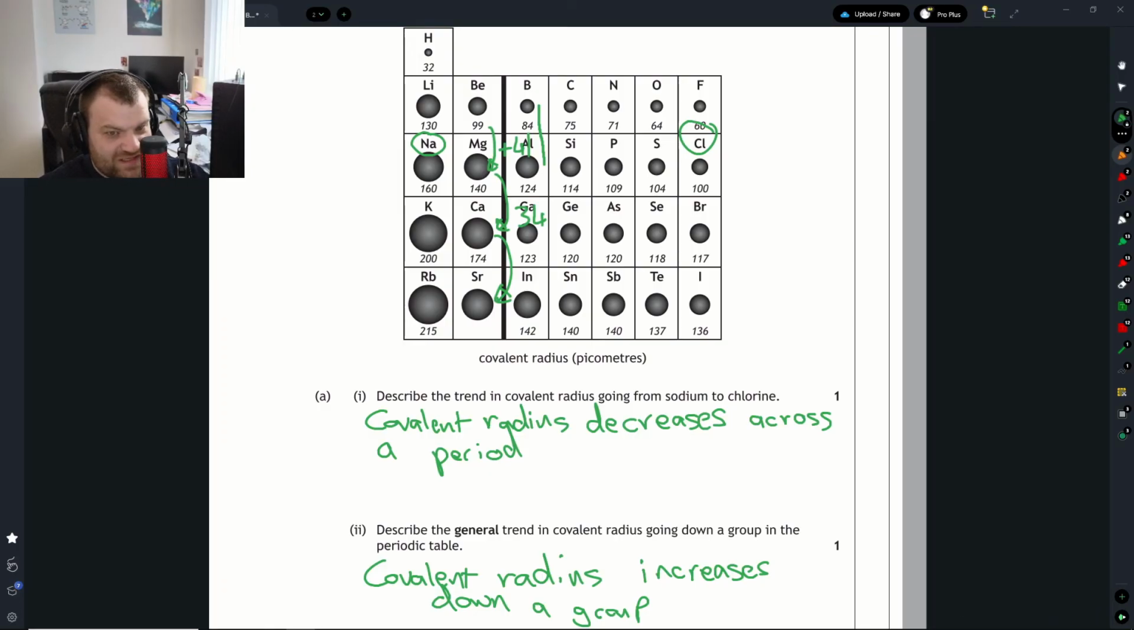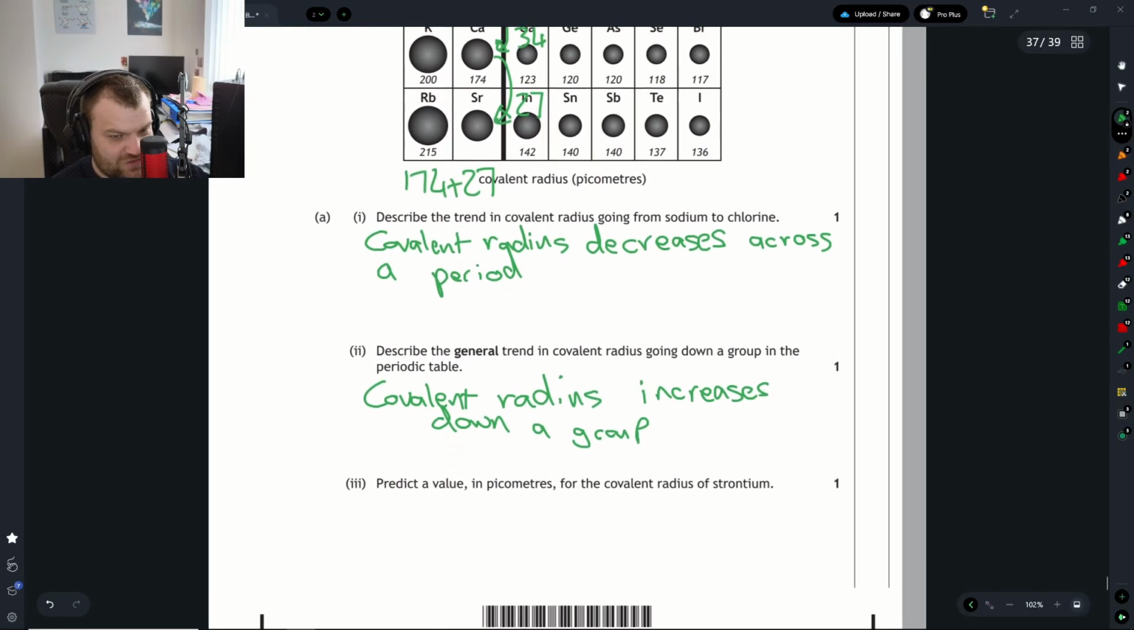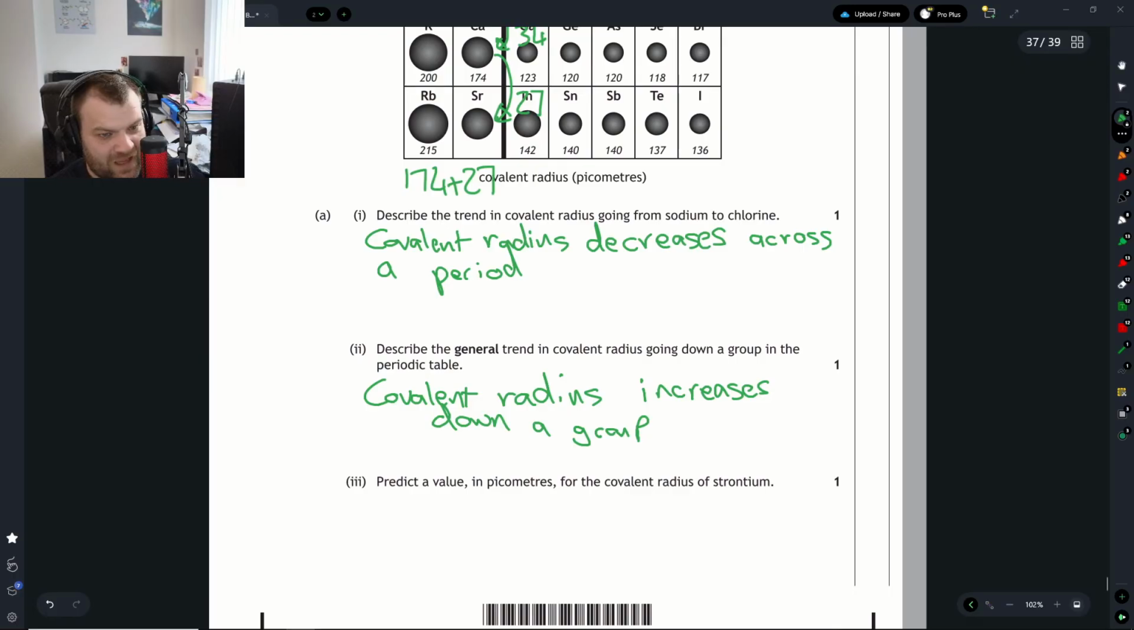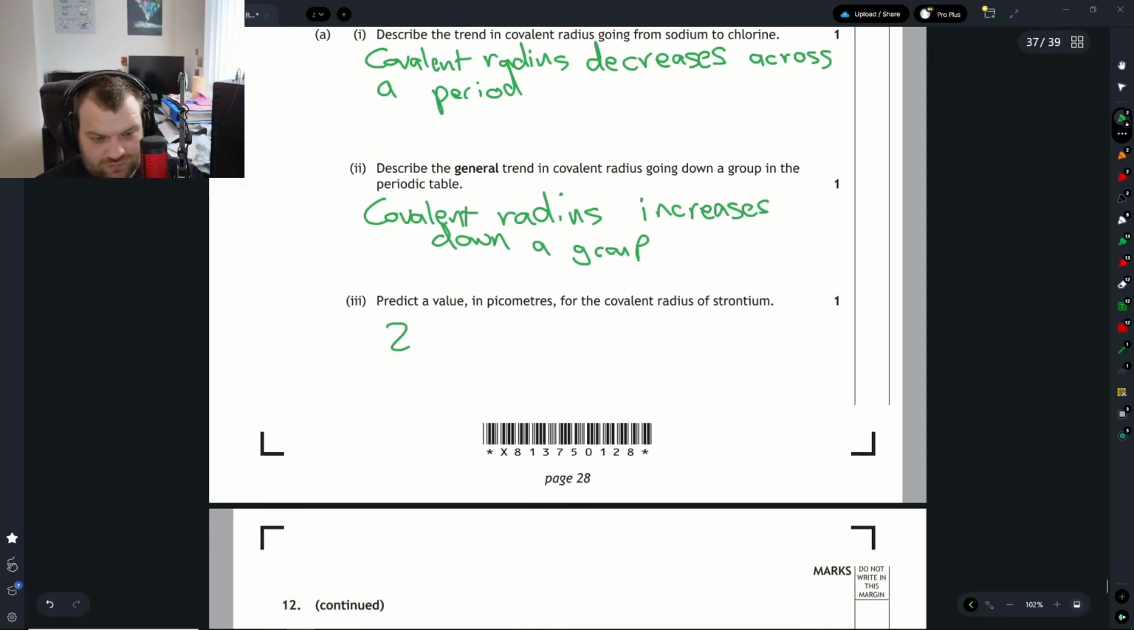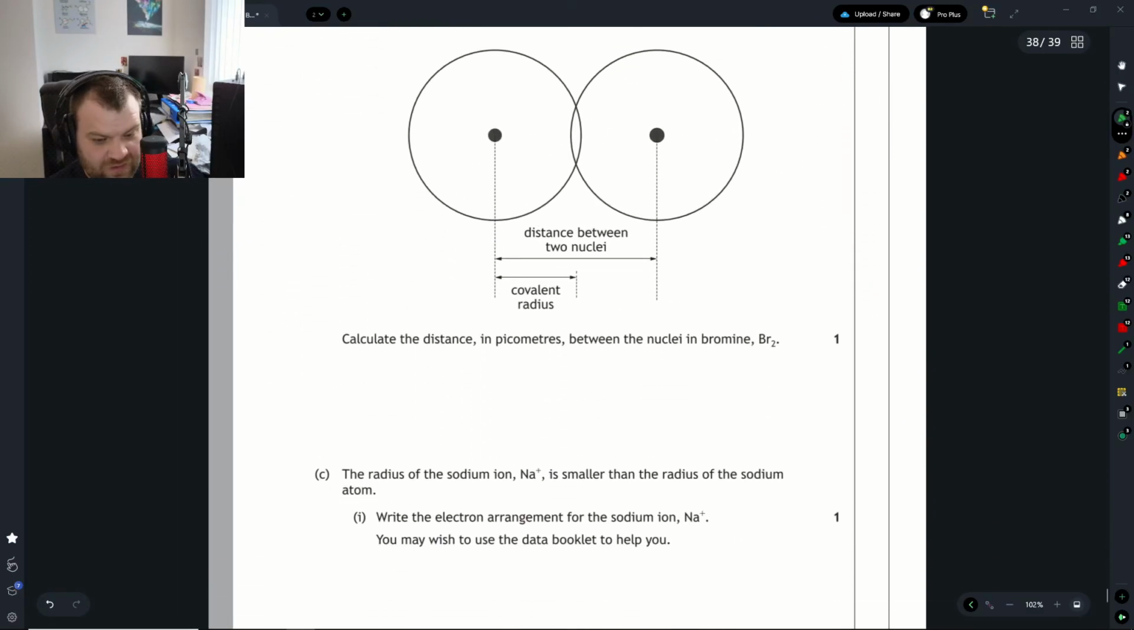There's a difference in the differences. So 41 to 34, that's a difference of 7. I'm going to take another 7 off to call it 27. And then I'm going to do 174 plus 27, because it's going to be bigger than that. That'll give me 201 as my answer. And 201 picometers. Calculate the distance between the two nuclei in bromine.